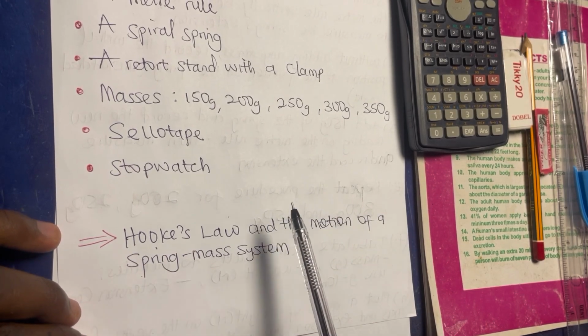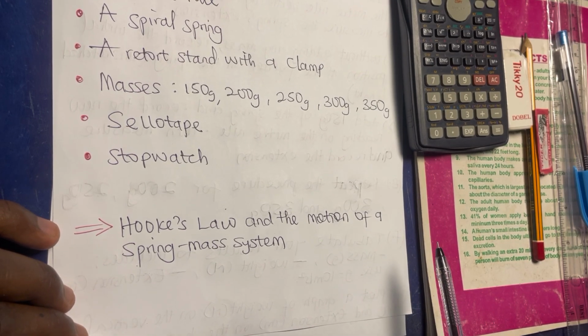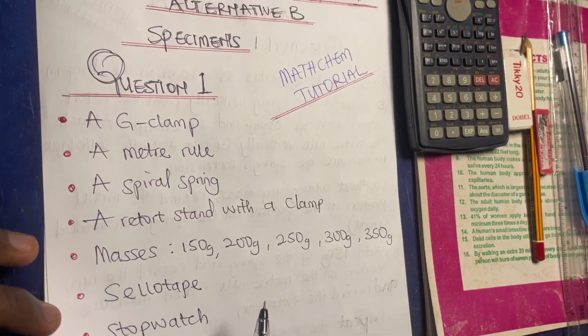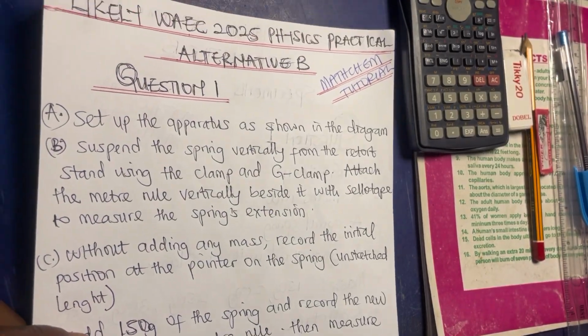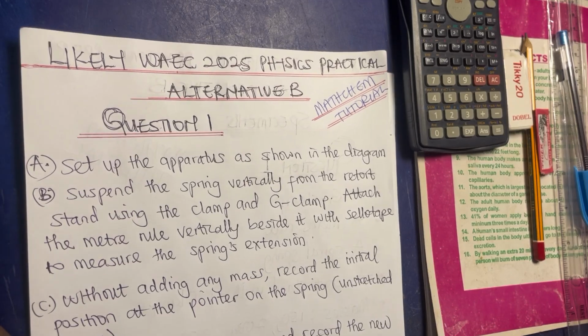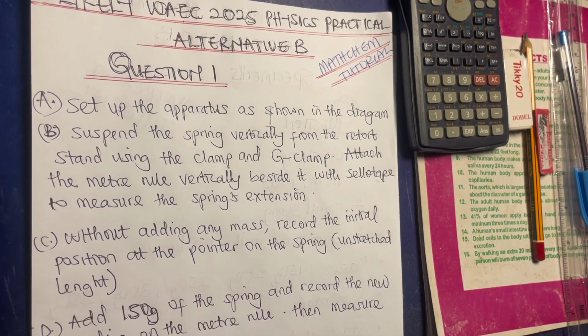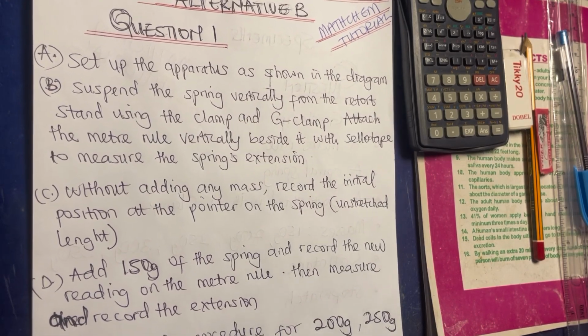So looking at it, this is Hooke's law and the motion of a spring-mass system. Now let's go to my likely predicted question for you to see. Now, this is the likely WAEC 2025 Physics Practical Prep for alternative B for question number 1, which is mechanics. So you can look at the question very well. A says you set up the apparatus.